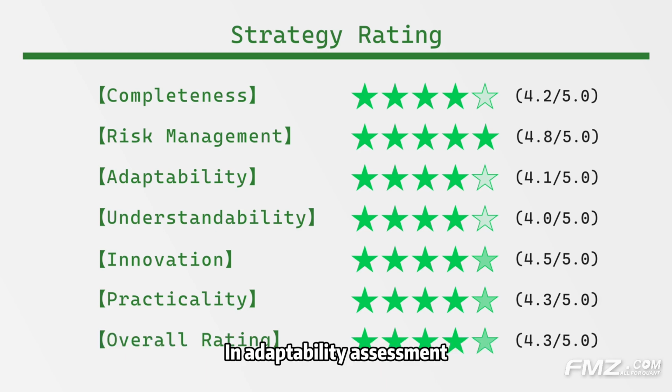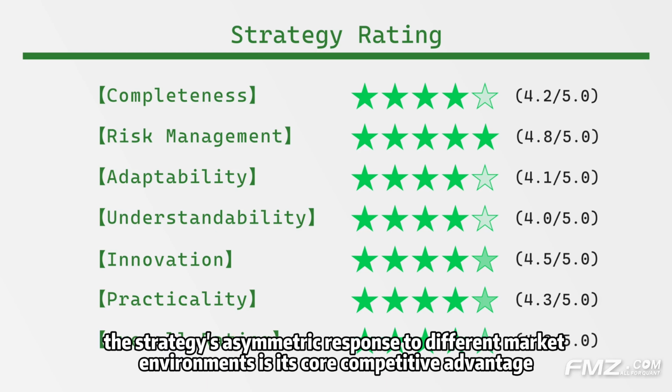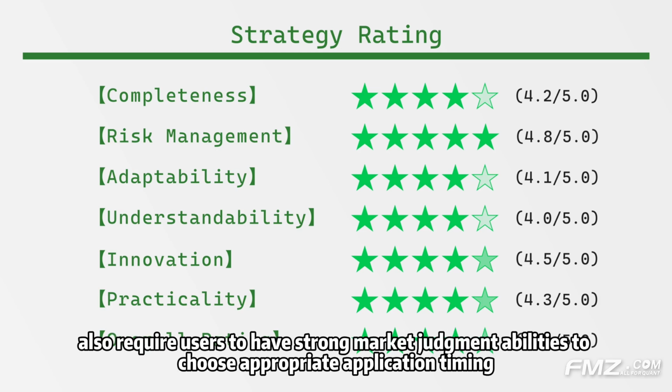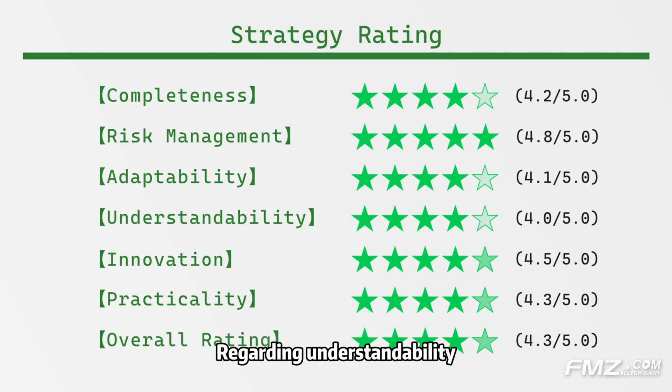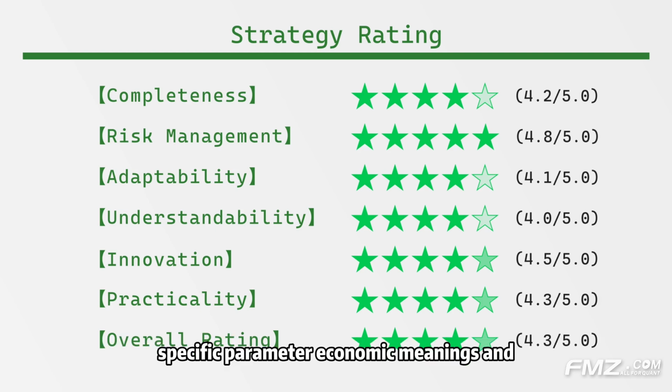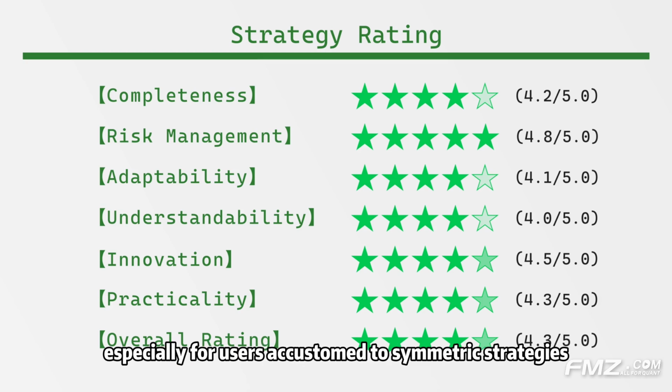In adaptability assessment, the strategy's asymmetric response to different market environments is its core competitive advantage. Parameter asymmetric settings enable relatively stable performance during bull-bear transitions, but also require users to have strong market judgment abilities to choose appropriate application timing. Regarding understandability, while the dual-direction asymmetric concept is relatively easy to understand, specific parameter economic meanings and interrelationships require certain learning costs, especially for users accustomed to symmetric strategies.